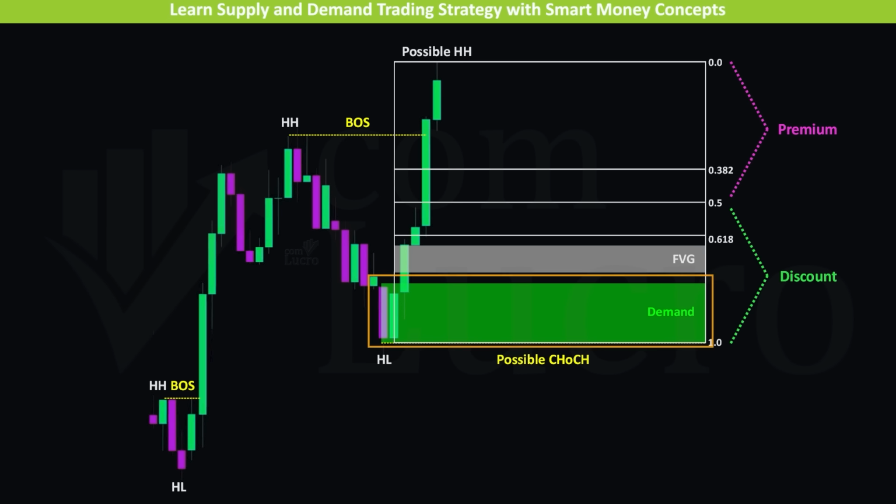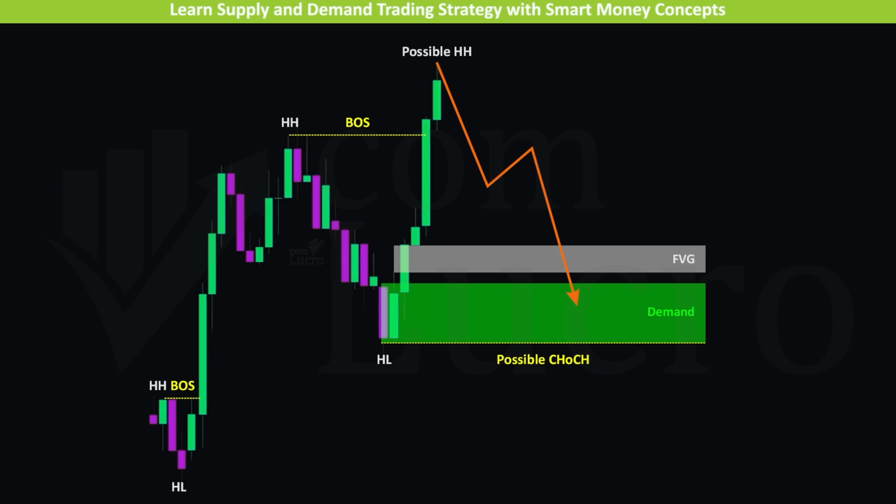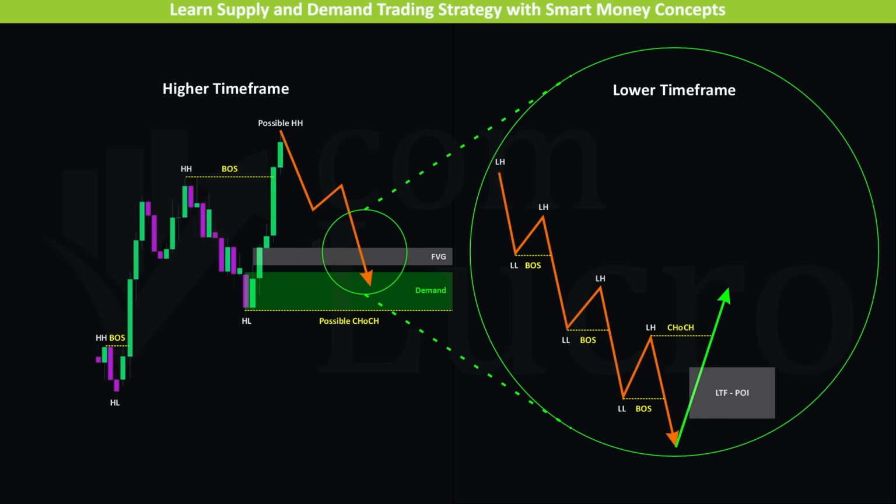The next step is to mark the most recent unmitigated demand zone on the higher time frame and patiently wait for price to return to it. When price revisits that area, drop down to a lower time frame, such as the 15-minute or 5-minute chart, and watch carefully for reversal signals. This reaction provides your initial confirmation before considering any entry.